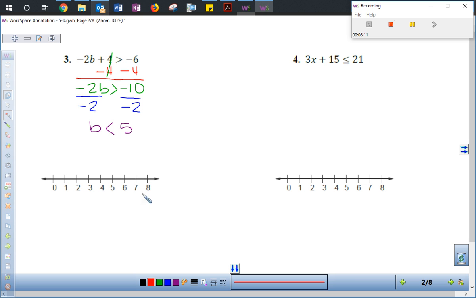So let's graph it. I'm going to find 5 on my number line right here. And since it's less than, it's going to be an open dot. And less than means it's going to go to the left because the numbers are getting smaller as we go to the left. So my arrow needs to go all the way to the end, thick enough to see it, and end with an arrow here. And finally, we need to write our answer in set builder notation. So we have the set of all b's such that b is less than 5.